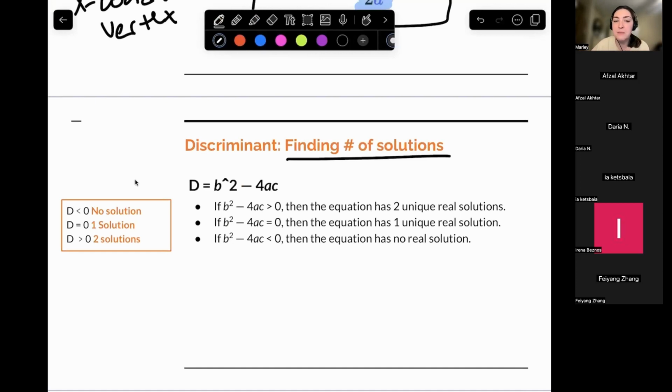This is just something to keep in mind. They love to do questions like this where they have variables for A or B or C, and they'll ask what value for A would make this have 1 solution, and then you have to solve and figure it out. And if it's something that doesn't have a bunch of answer choices for us, it's not that easy to figure out.